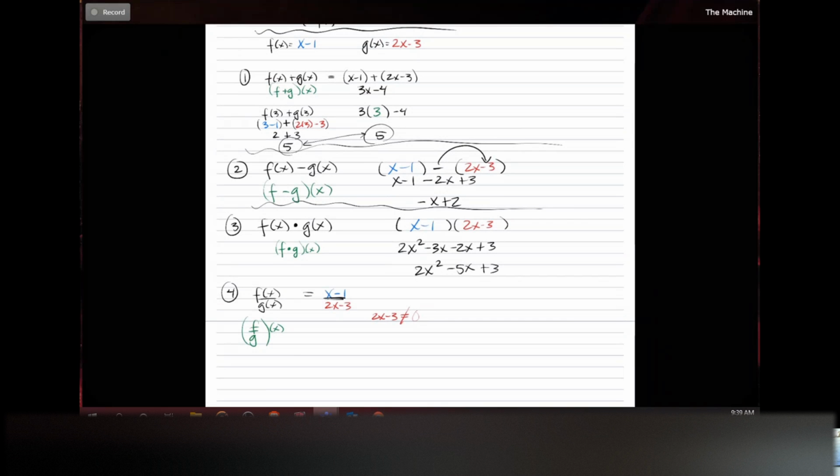Okay, now we're going to have some fun. No, we're not. That's boring. Okay. Now, let's have some fun. I will stay with the same functions. I will stay with f of x is equal to x minus 1, and then g of x is equal to 2x minus 3.